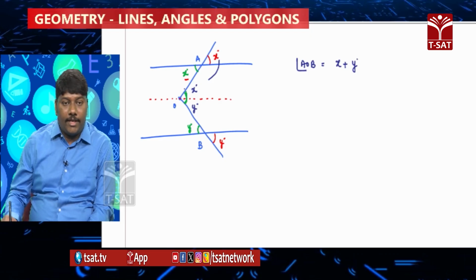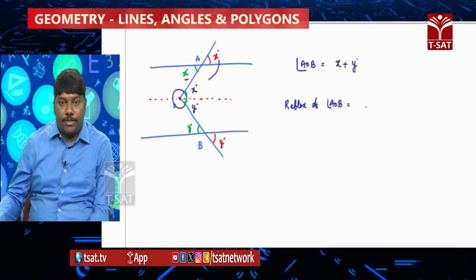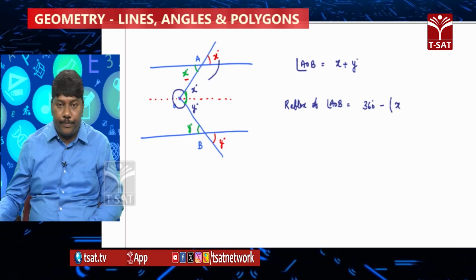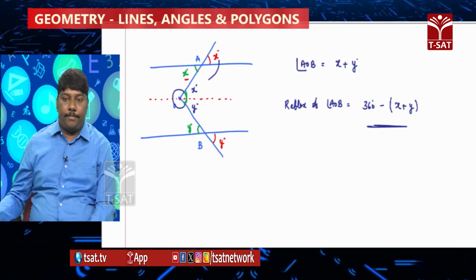If you look at the reflex of AOB, which is equal to 360 minus AOB, which is nothing but x plus y. So this is how we find it.